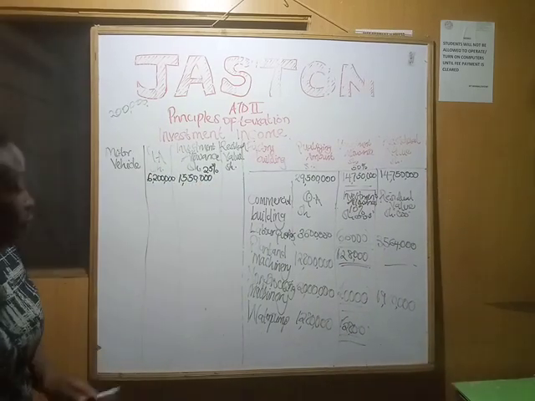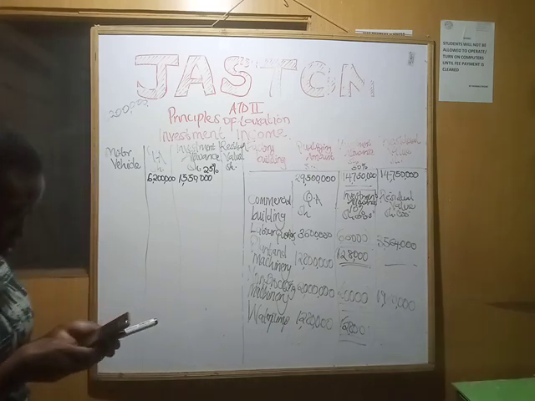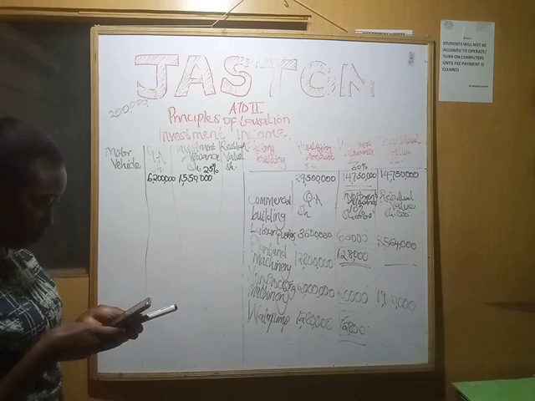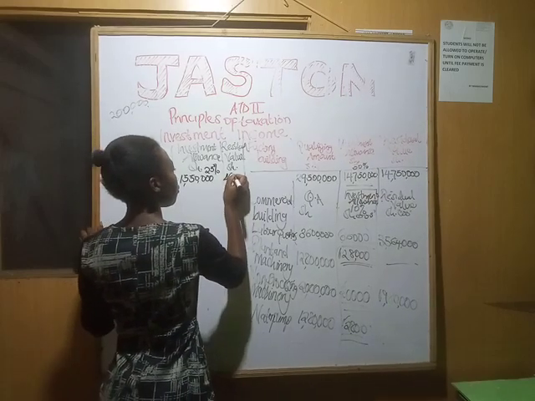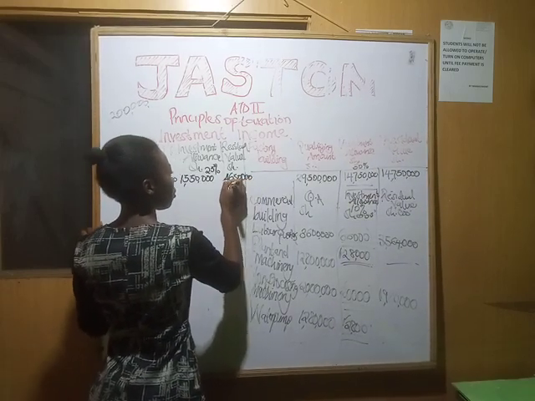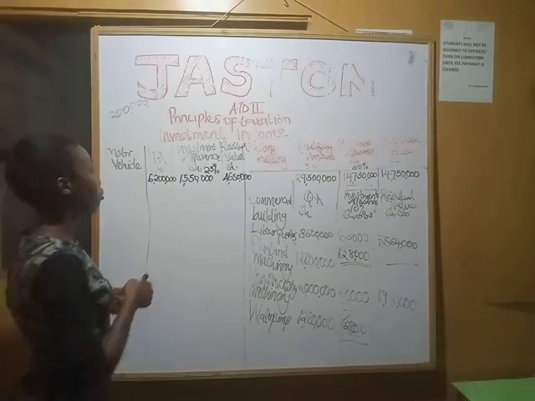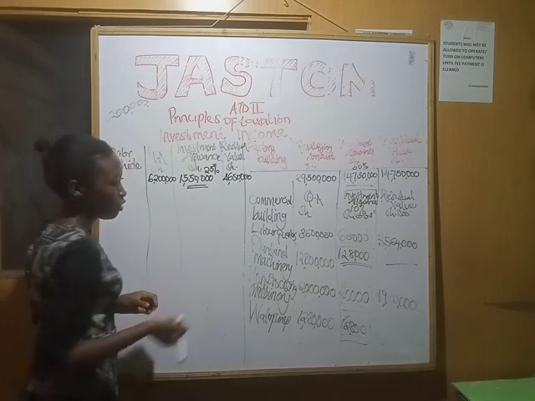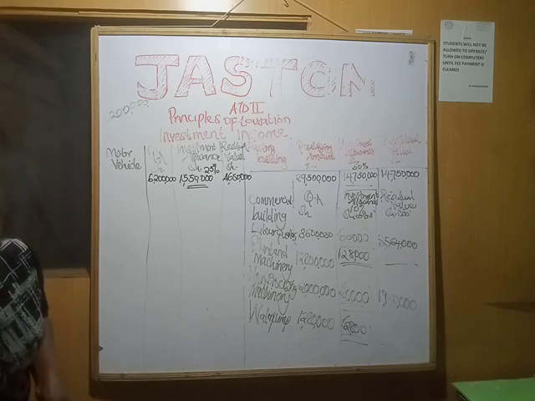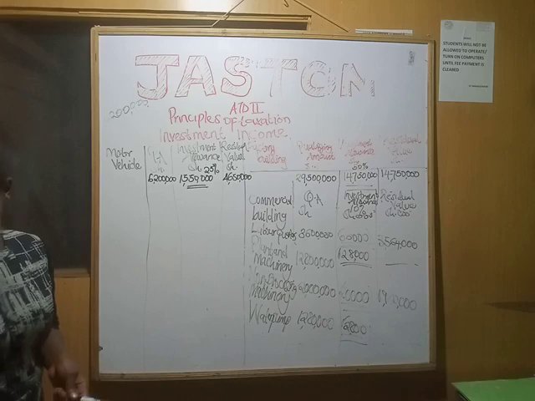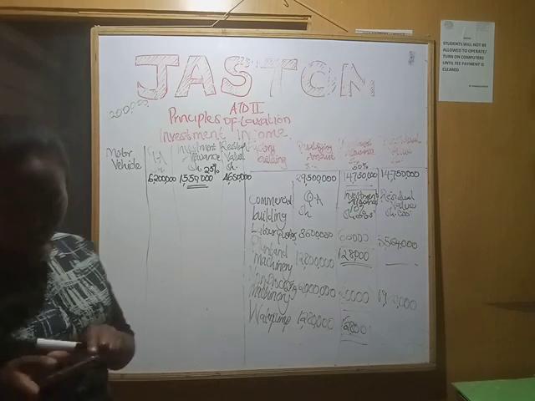We less our qualifying amount, 6.2 million, and 4,650,000 is our residual value. So our investment allowance is going to be 1,550,000. We go to the next asset, which is motor vehicle.